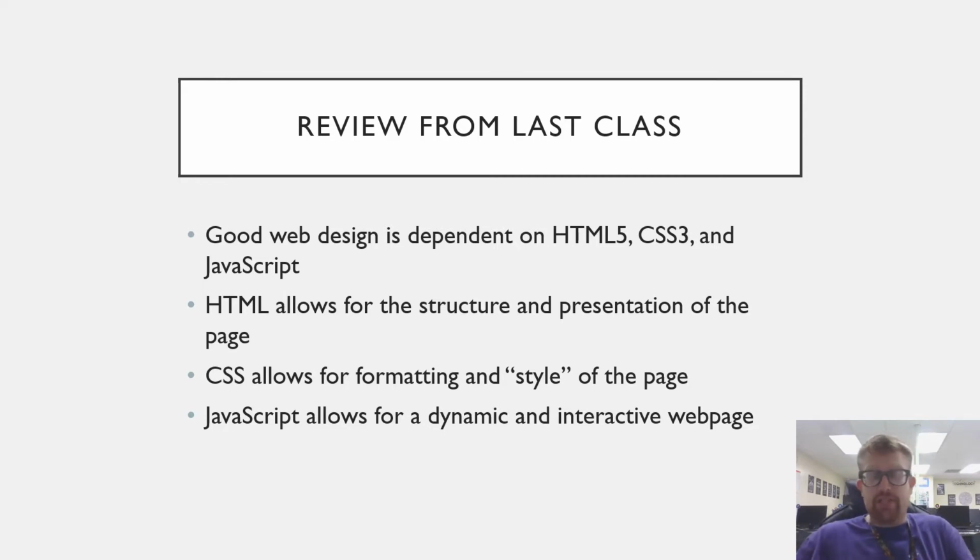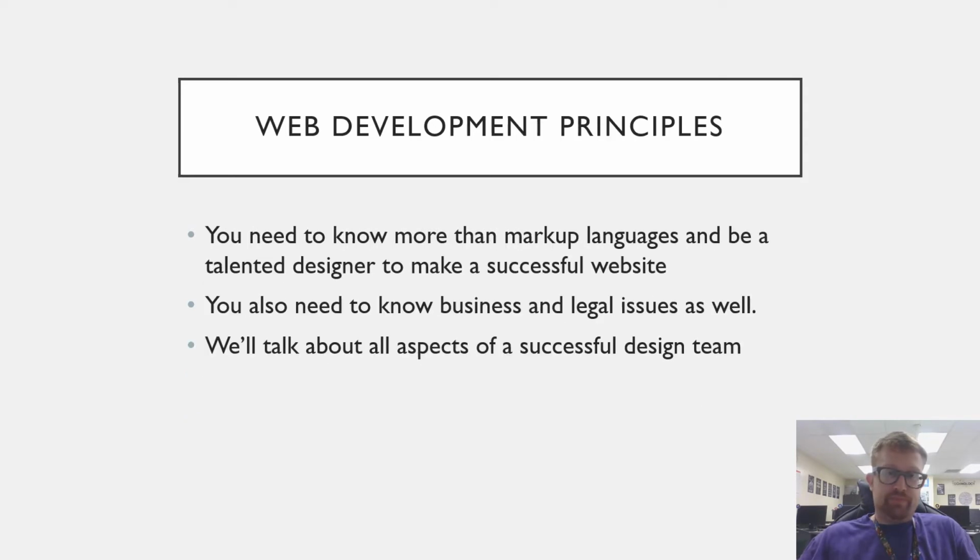In the last class we talked about having a good web design, which is dependent on the three technologies of HTML5, CSS3, and JavaScript. HTML5 allows for structure and presentation of the page, it gives you all of your content, and CSS allows for the formatting and the style, gives that a little something extra like font colors, different fonts, all sorts of things. This we'll find out in the next unit. And also JavaScript, which allows for a dynamic and interactive web page. We'll talk about JavaScript in this course, but we won't dive into it too in depth.